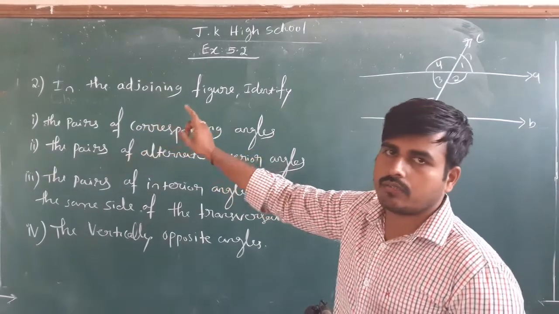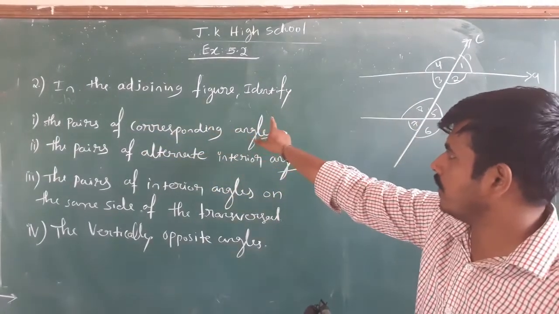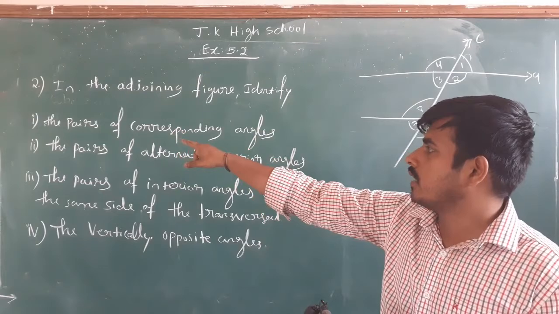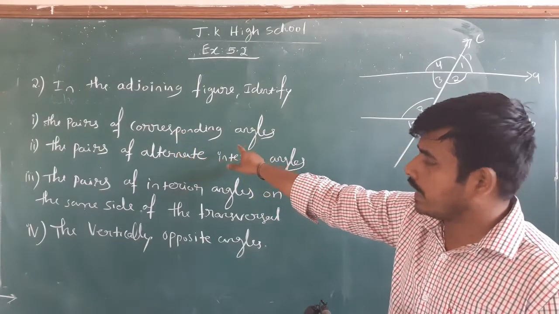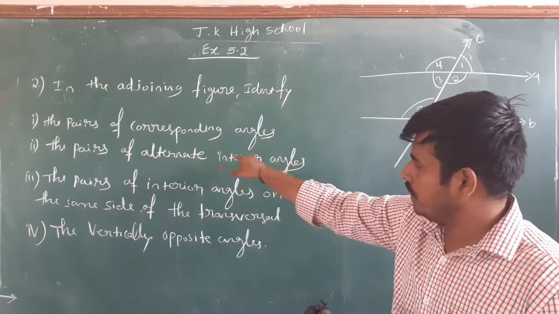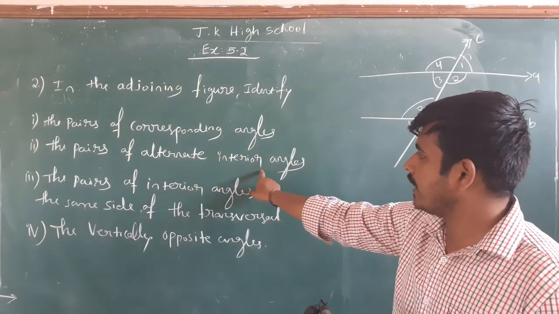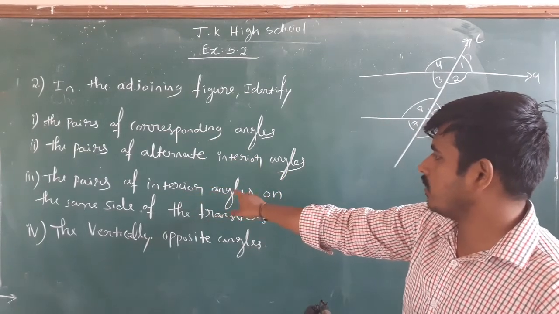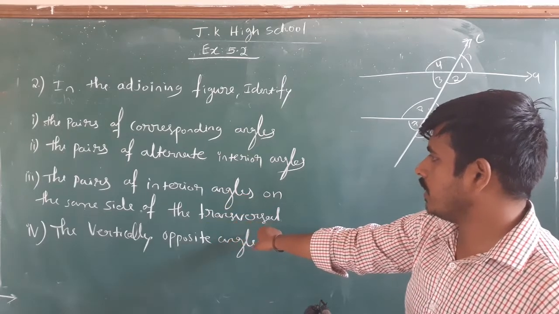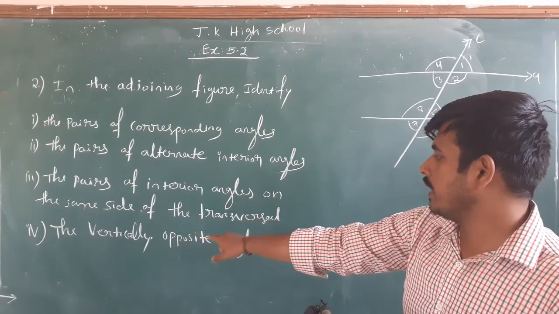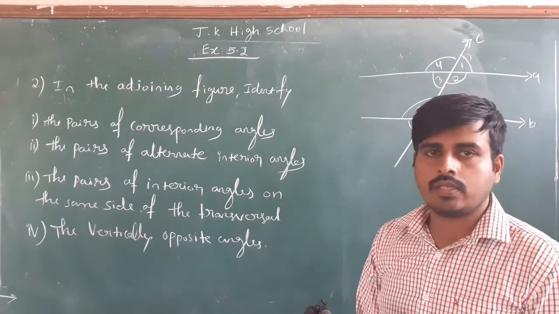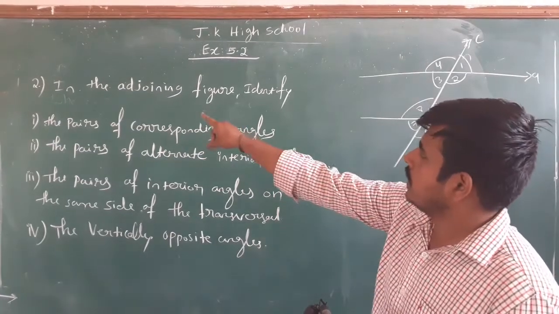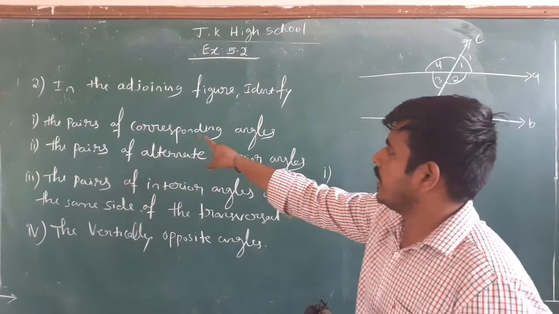In exercise 5.2 second question, I will read. In the adjoining figure, identify the pairs. Pairs means two angles. Identify the pairs of corresponding angles, the pairs of alternate interior angles, the pairs of interior angles on the same side of the transversal, and the vertically opposite angles. Four types of angles you need to identify. First one I need to identify: the pairs of corresponding angles.